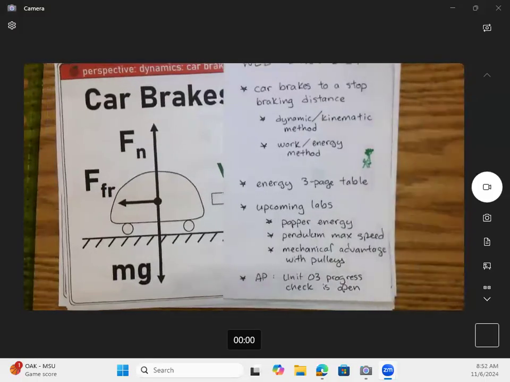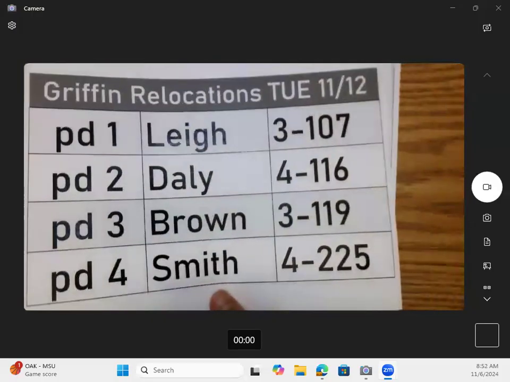Some other things coming up. Is there school Monday? No, because Veterans Day is Monday, so there's no school. Also, Tuesday there's testing going on.